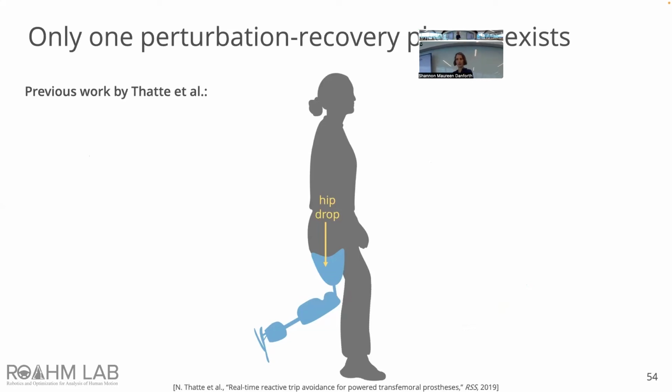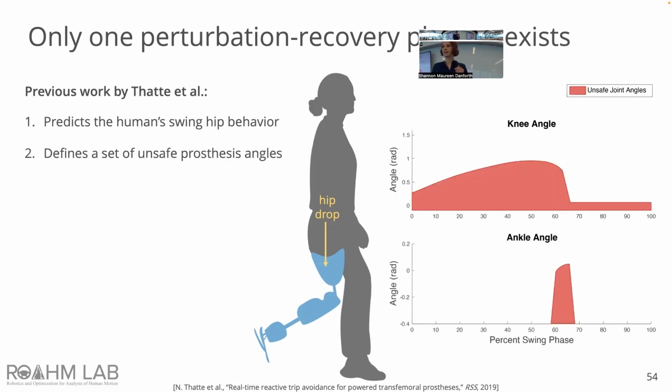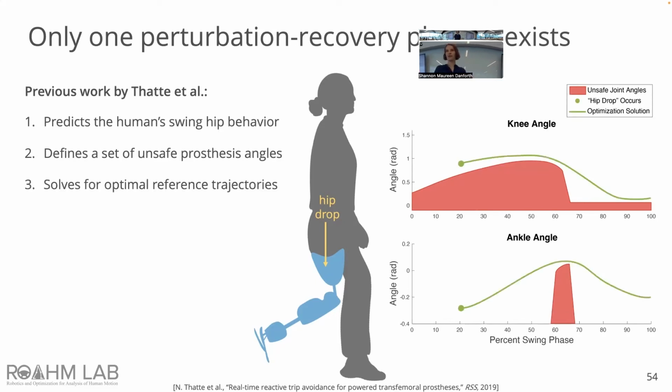So one other research group has generated an optimization planning framework for a different type of perturbation. And in this case, they examined hip drop perturbations when the hip suddenly lowers during the swing phase. In this framework, they first predict what the swing hip will do, similar to what I did in the last chapter. They use that hip prediction to define a set of unsafe knee and ankle angles, shown in the red here, which would lead the system to have a toe scuff during this hip drop. And then they solve for optimal reference trajectories online that avoid those unsafe regions.